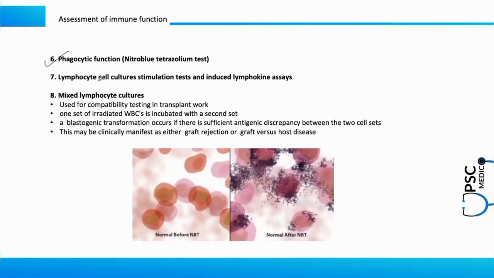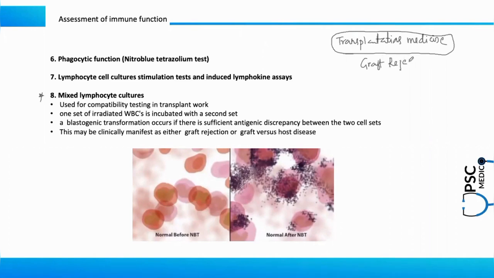Next, you can also do lymphocyte cell cultures and lymphokine assays. Just remember those names. This next one is very important nowadays, because we are in an era of transplantation medicine. Transplantations are now day in, day out procedures. Many transplantations, kidney, liver and all, and hematopoietic stem cell transplantations. The surgery rate is increasing. When we do a transplantation, the major issue is graft rejection. So that's the reason we match both donor and recipient.